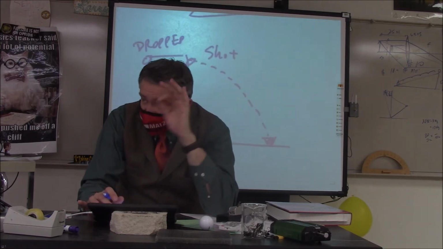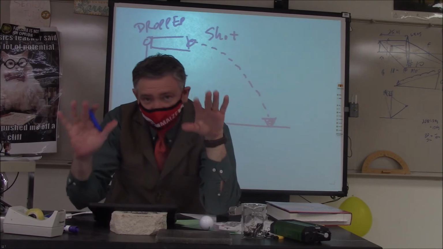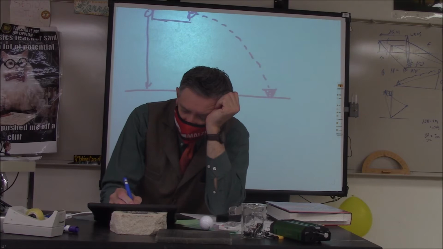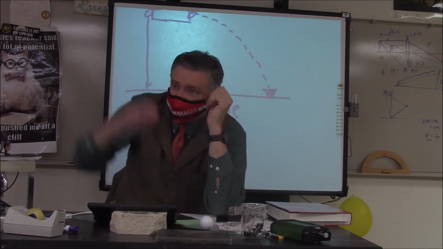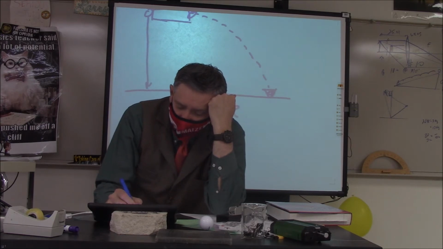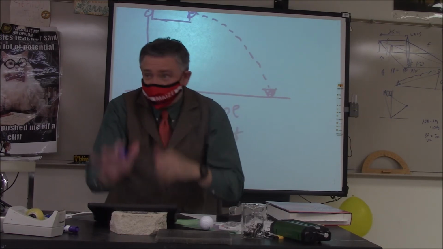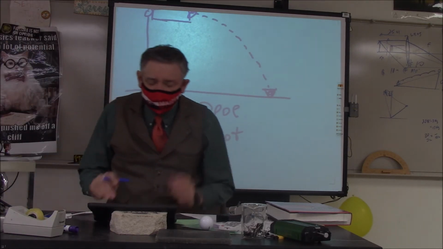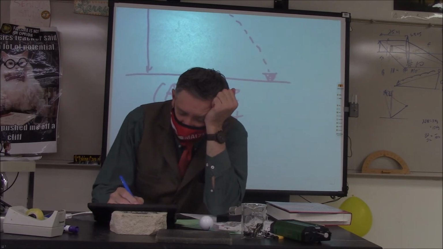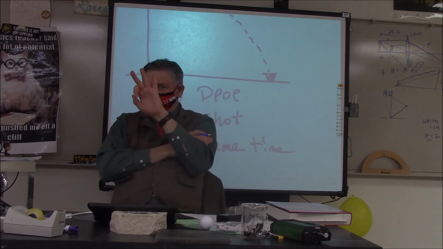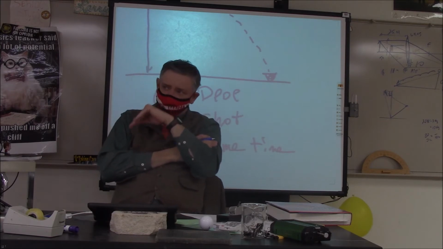So there's three possibilities in terms of which one is going to land first. Option A, the ball that's dropped is going to land first because it's just going to fall straight down. Option B, the one that shot out is going to hit first because I'm going to give it some initial velocity and then it's going to fall faster. Option C is that they land at the same time. Those are the three options: dropped, shot, same time.